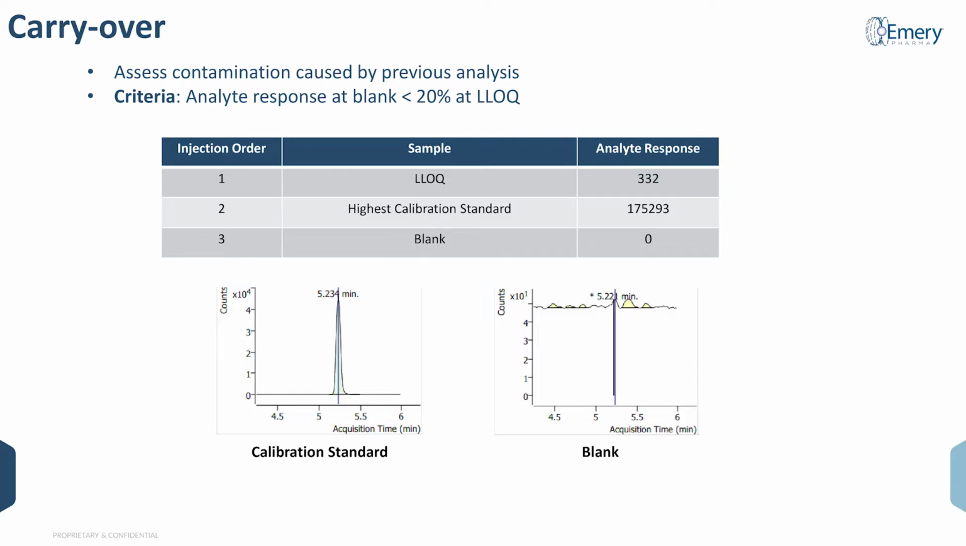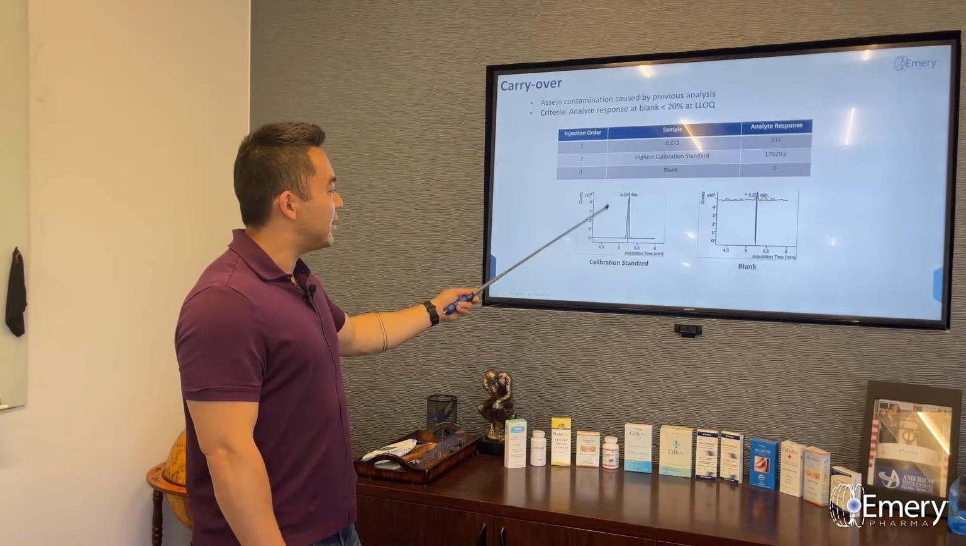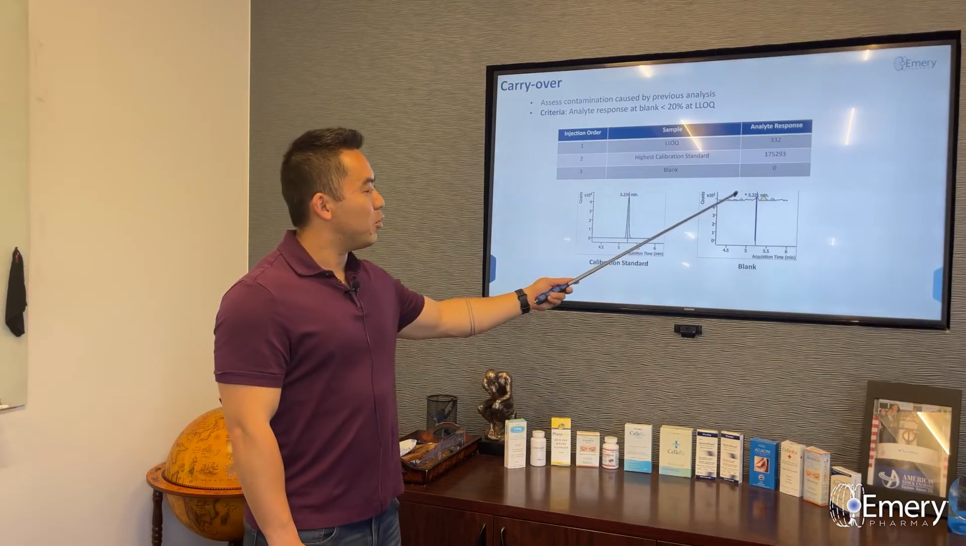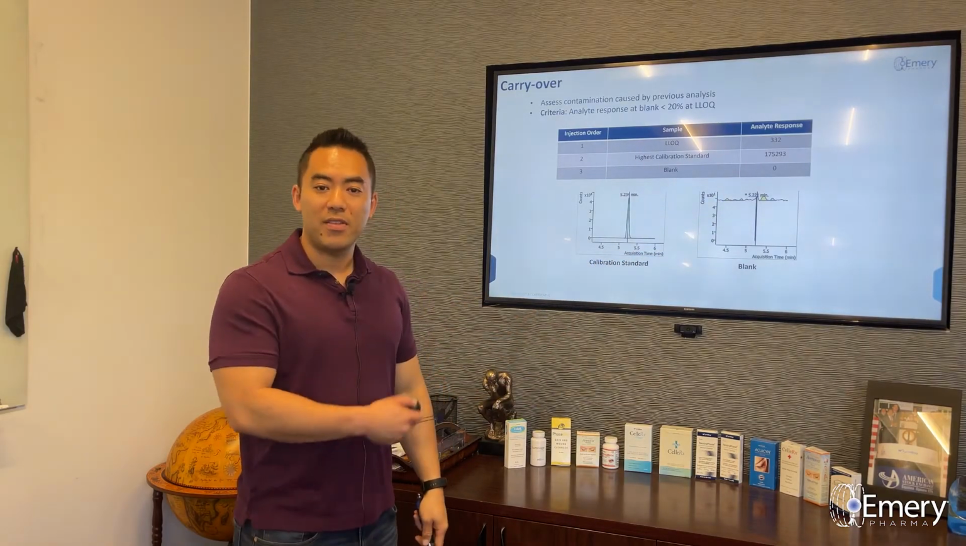What you're looking for is after the highest standard, what signal are you seeing in that subsequent blank? And the criteria being having the blank signal being less than 20% of that you see at the LLOQ. So again, you run your highest standard followed by a blank, and then this response being less than 20% of your smallest response, again indicating no carryover. So these are representative chromatograms of how you see our highest calibration standard and the subsequent blank, again with no signal. Therefore, we do not have carryover in this example.